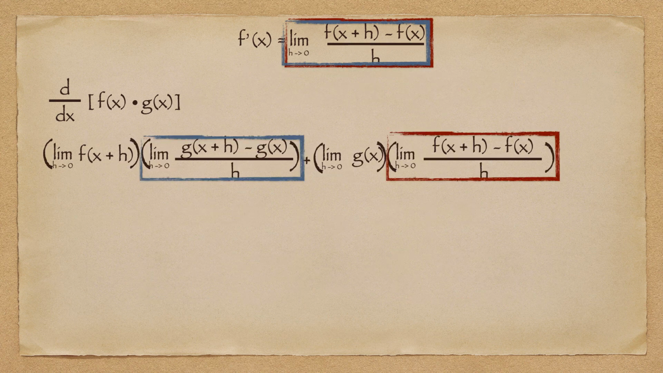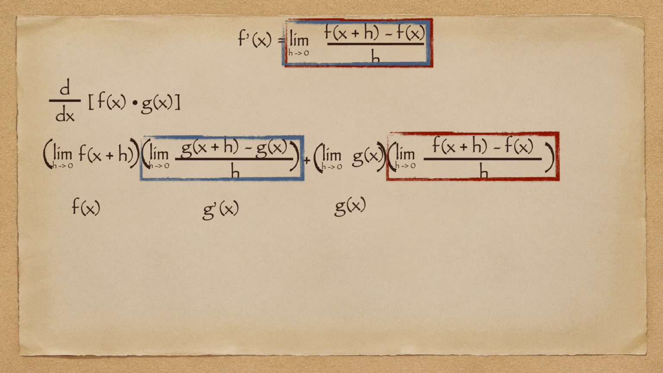So if we simplify the first one, f of x plus h, and insert h equal to 0, the limit as h approaches 0 of f of x plus h just gives us f of x. Now we multiply that by g prime of x, because that's just the definition of the derivative of a function: the limit as h approaches 0 of g of x plus h minus g of x all over h. Now we can simplify this next expression.